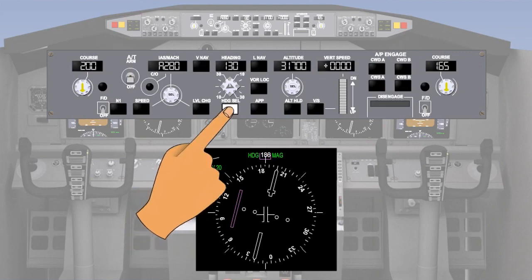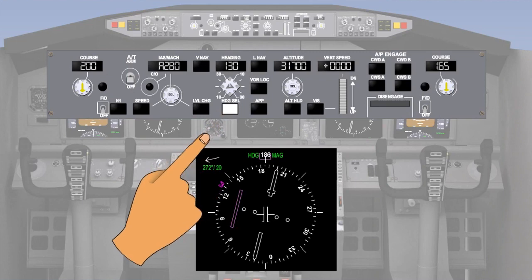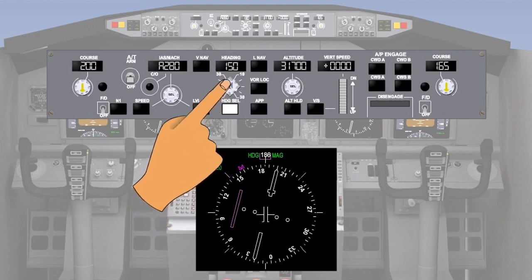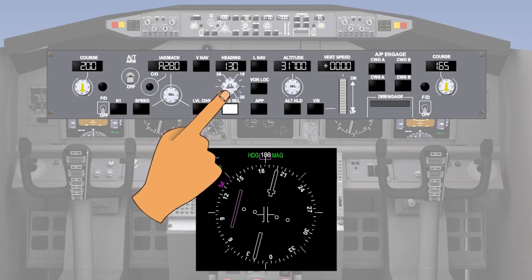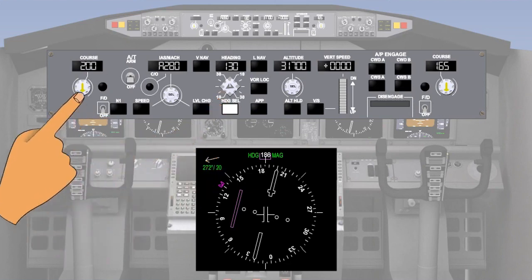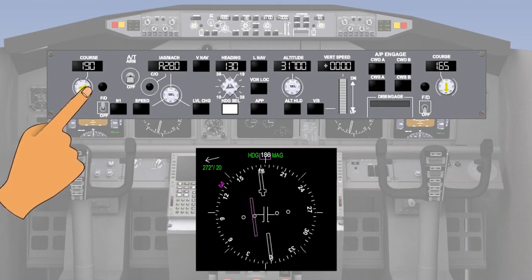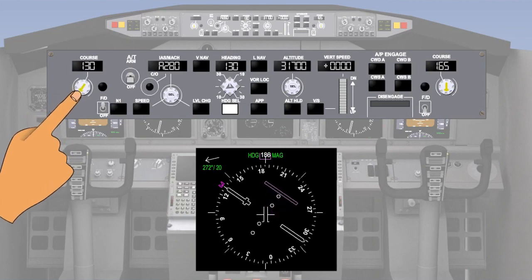On the mode control panel, we have a heading select switch which, when selected, allows the heading bug selector to select the heading for the flight director to follow. On some old aeroplanes, the heading bug selector is on the HSI. Also on the mode control panel is a course selector which allows a course to be selected for the flight director to follow when in VOR lock, which we will look at in the next lesson on flight director modes of operation.